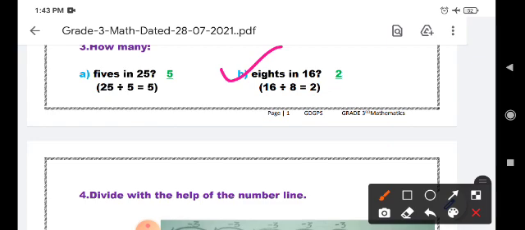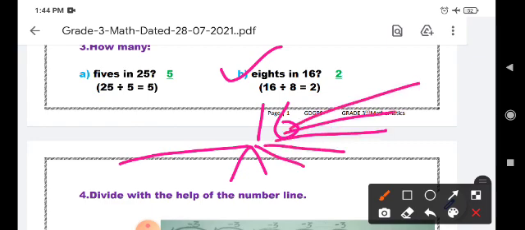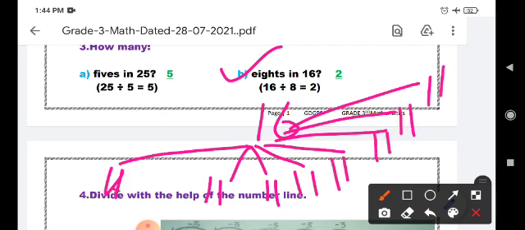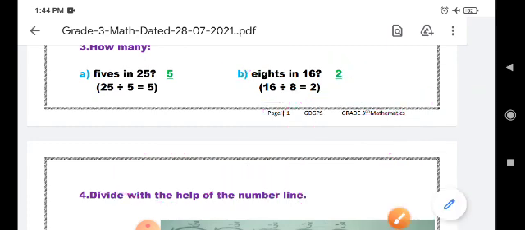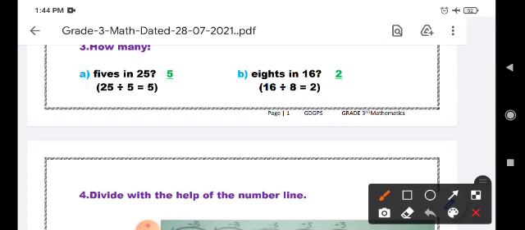Similarly, how many 8s in 16? If 16 is a number and you are going to distribute it in 8 groups, so 1, 2, 3, 4, 5, 6, 7, 8, each and every group is having 2 numbers, and now these all are 16. That means 8 twos are 16. So you can apply the formula here.